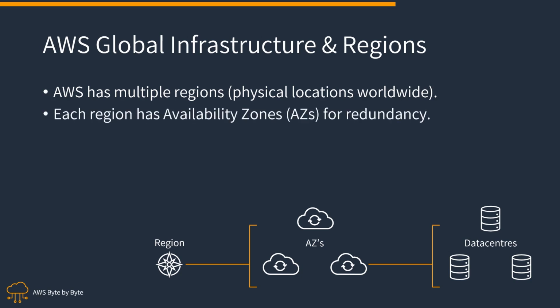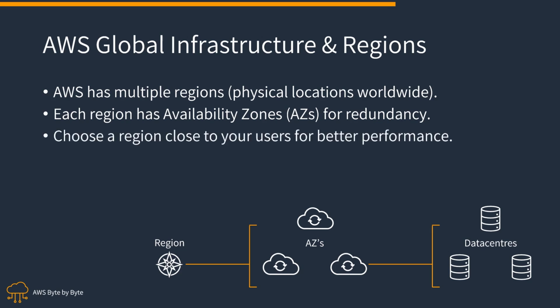Each AWS region is made up of several availability zones. An availability zone is like a separate data center with its own power, network, and cooling systems. Having multiple AZs in a region helps make sure services stay available even if one data center has an issue. If something goes wrong in one AZ, your workload can automatically move to another AZ, keeping things running smoothly.